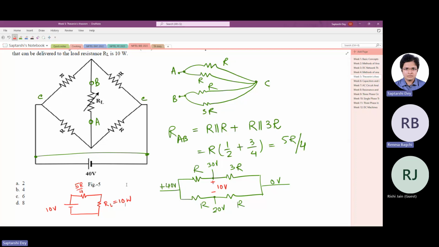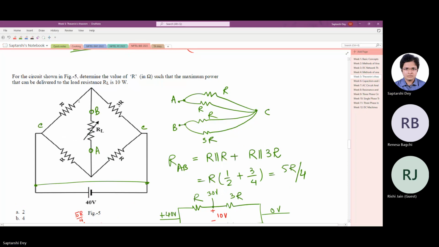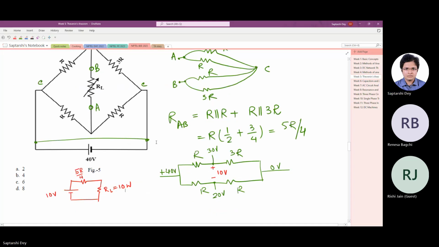VTH is equal to I2R minus. Wait, if you keep on saying like that, I don't understand anything. Let's look at the question. Maximum power that can be delivered is 10 watt. Okay. Sorry.